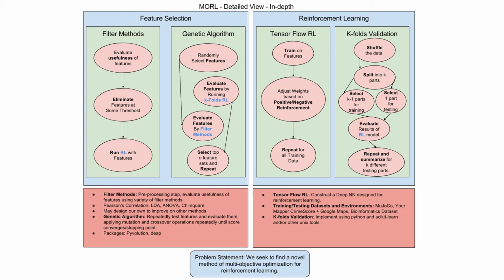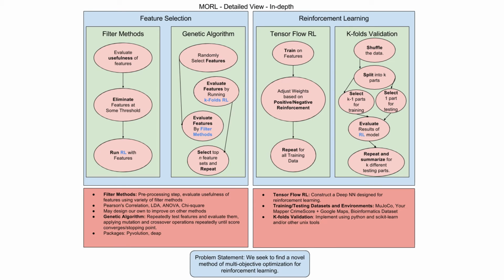In addition, we will explore the use of genetic algorithms for this process, where we'll repeatedly test features and evaluate them, applying mutation and crossover operations repeatedly until the score converges, at which point we'll stop the genetic algorithm process. And for these purposes, we'll be using the Python packages Pyvolution and Deep.